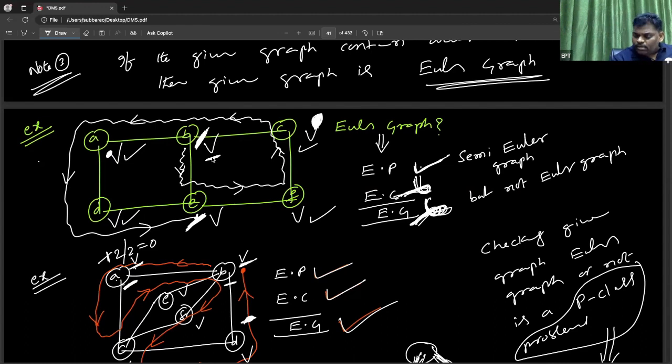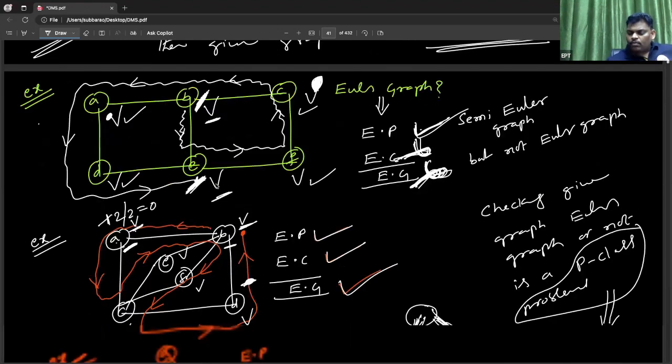Is it odd? Yes. Is it odd? Yes. How many odd? 2. Then an Euler path is possible. For that Euler path, what is the starting point? One of the odd degree vertices. What is the ending point? One more odd degree vertex. If you start from other than those 2 vertices, you definitely may not find the Euler path either.